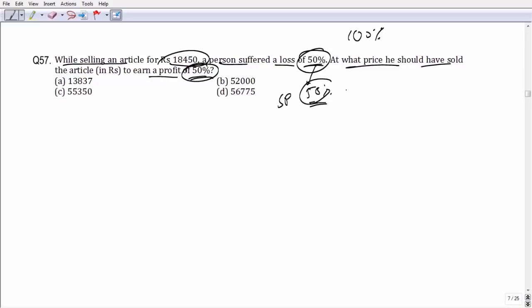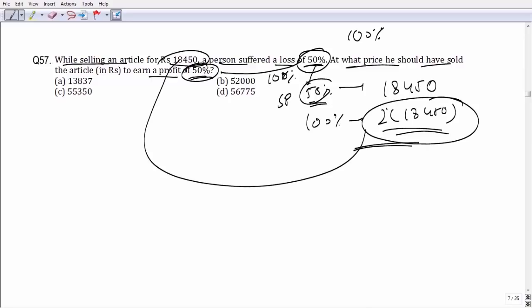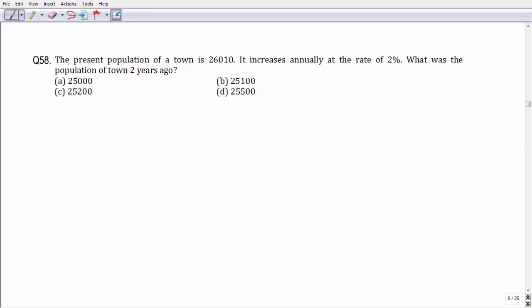Now, this 50% represents an absolute value of 18,450, which makes the value of this, that is of 100%, to be twice of this. And we know that to get this final selling price, we have to add this increase to the original selling price, with which all we need to do is calculate thrice the value of 18,450, which leaves option number C as your answer.